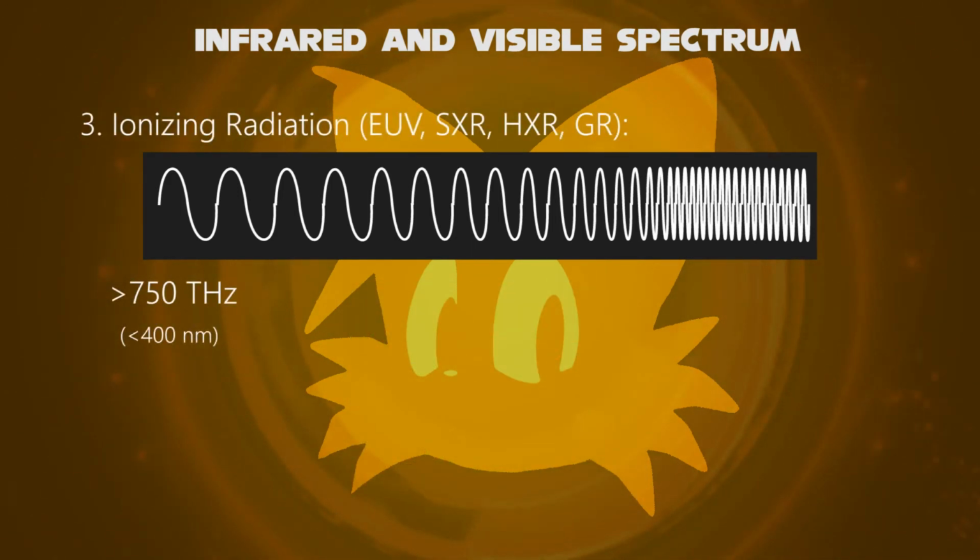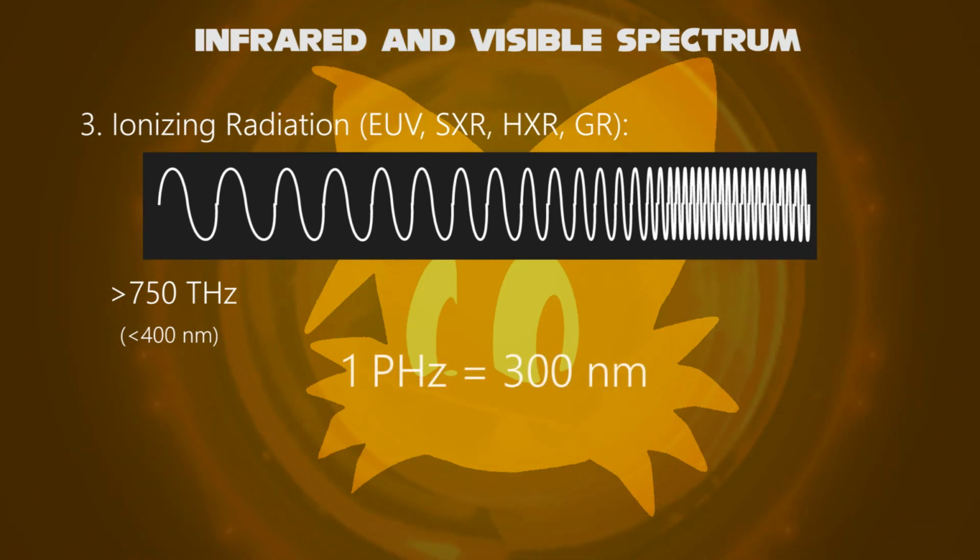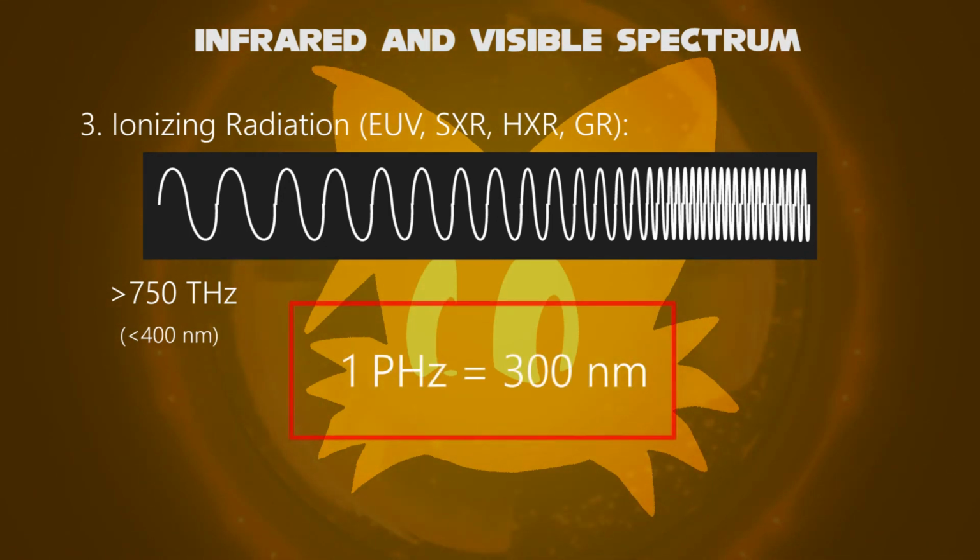From 750 THz and above, there will be a lot of ionizing radiation, such as extreme ultraviolet, soft X-rays, hard X-rays, and gamma rays. This would pose severe health hazards and affect the world. That is 1 petahertz and above. Its wavelength goes less than 300 nanometers.